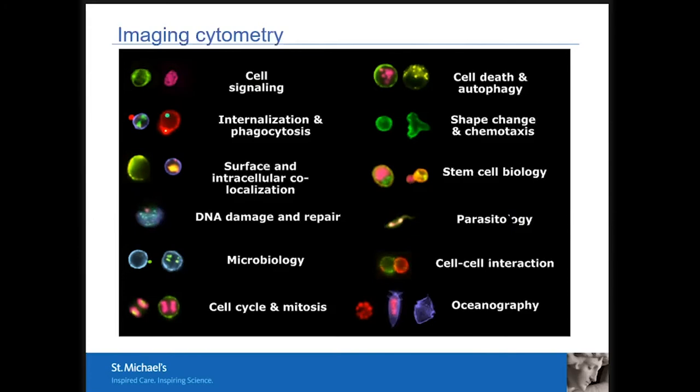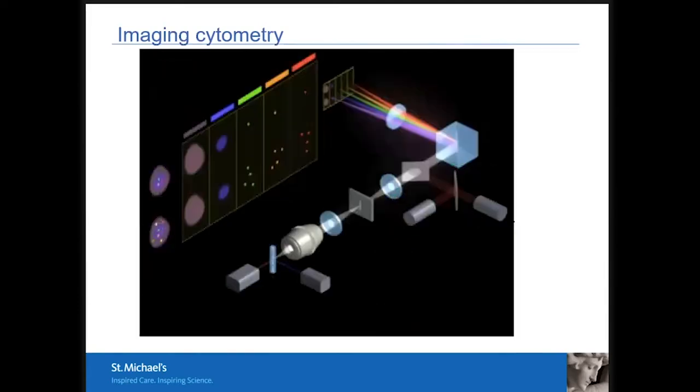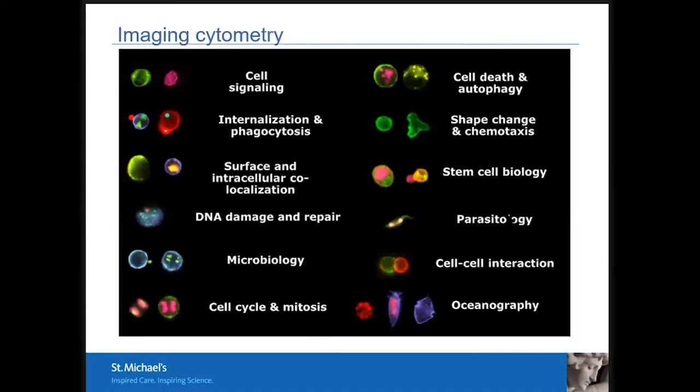But this is slower than typical flow cytometry, and this is all collected off of one camera, so you can't change the sensitivity of different detectors. If one guy's low and one guy's too high, you have to change the detector sensitivity across the board. So there are some limitations, but it's of interest.